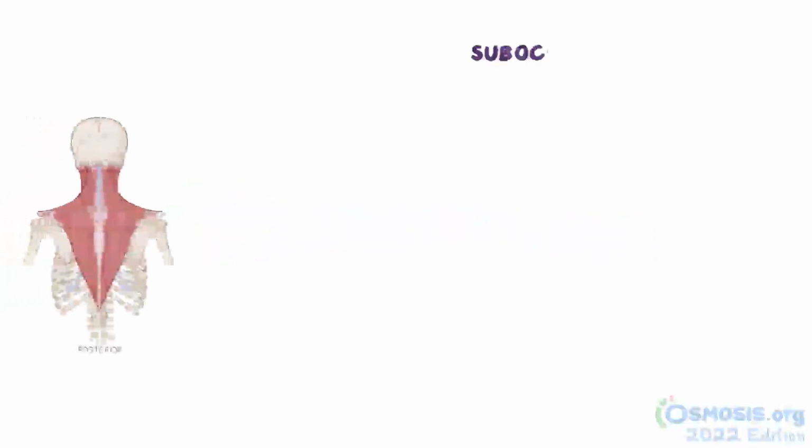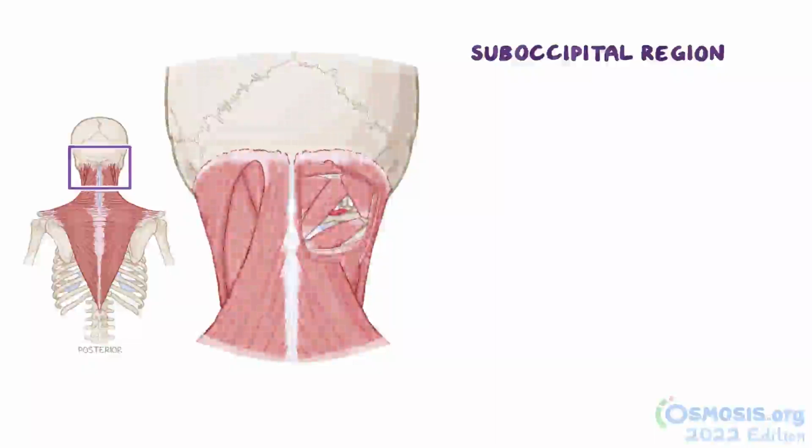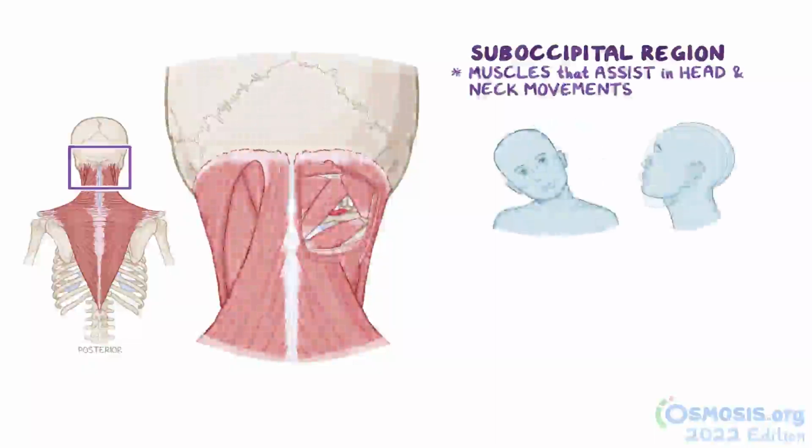You may think of the suboccipital region as just the back of the head. However, there's more to it than meets the eye. This region is home to several muscles that assist in various head and neck movements, as well as the vessels and nerves that nourish them.